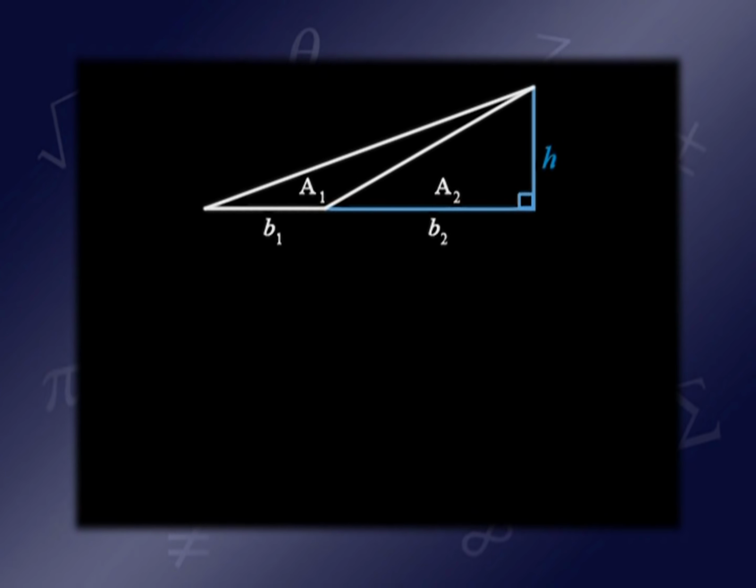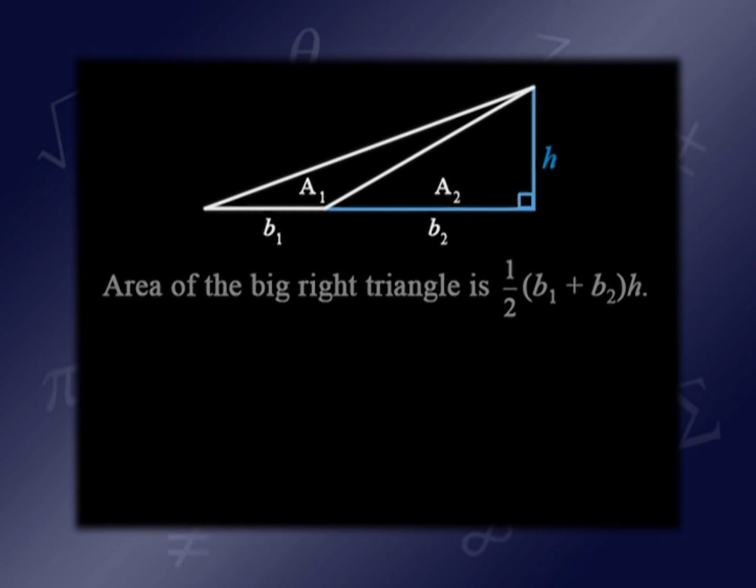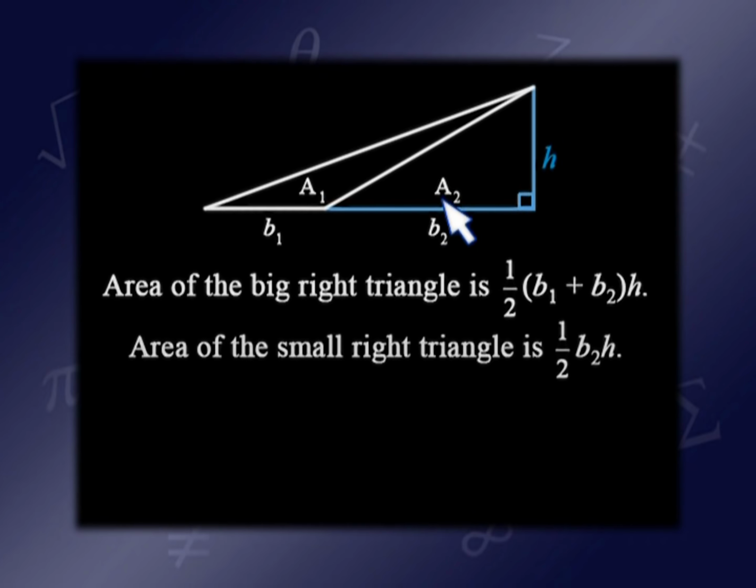And now we know for right triangles that the area of that is going to be 1/2 the length of its base times the height, right? And the length of its base is b1 plus b2 times the same height, that's h. So the area of the big triangle is 1/2 b1 plus b2 times h. Now the area of the new triangle we created, which I've denoted with area A2, that's got area 1/2 b2 times h because it's a right triangle.